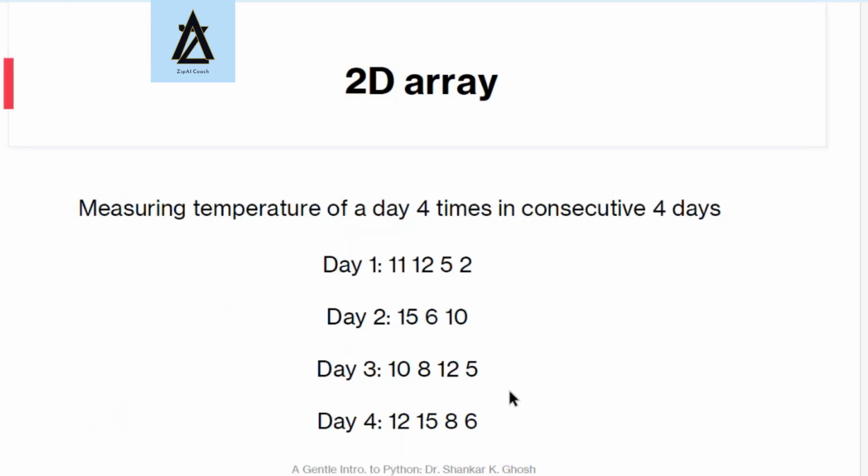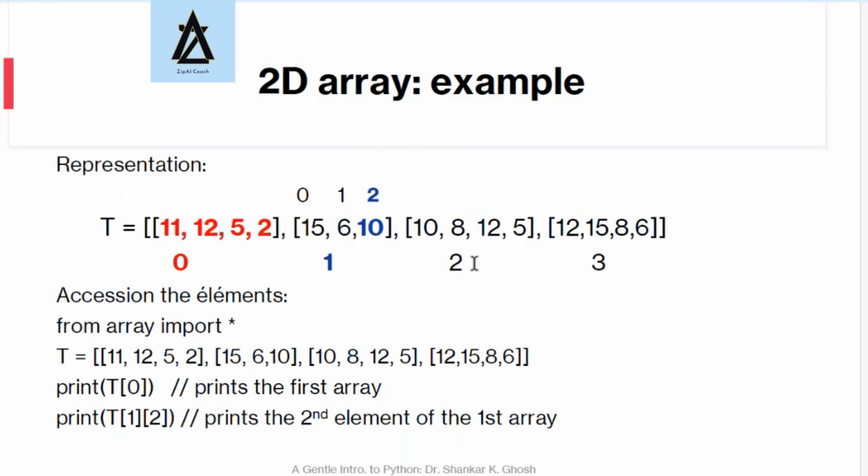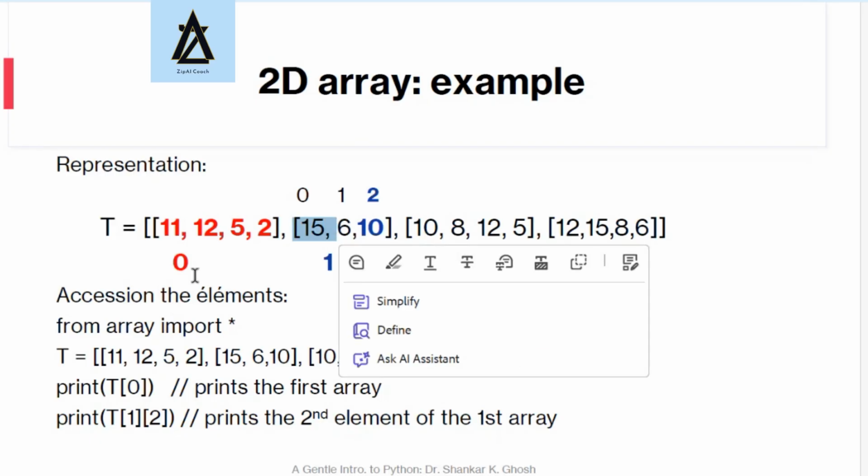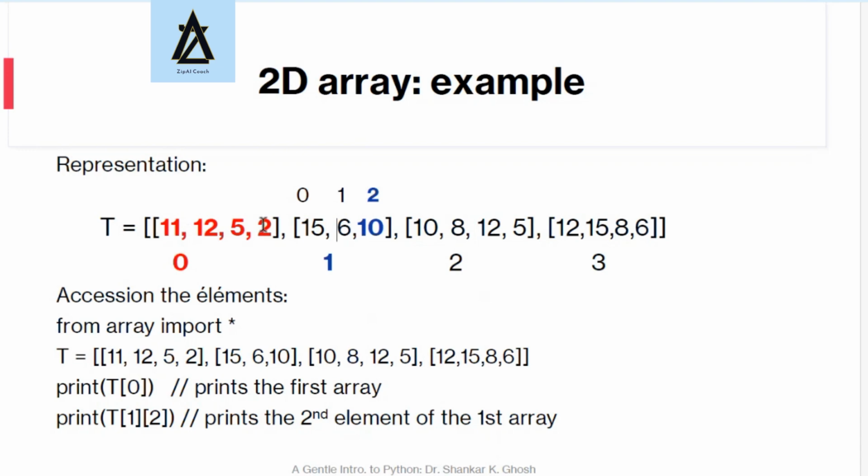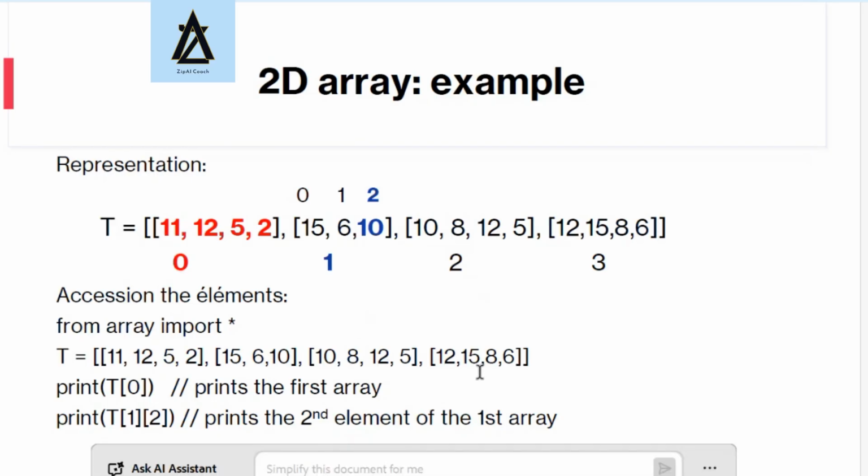So this was all about the 1D array. Now let's talk about the 2D array. A 2D array is nothing but a collection of 1D arrays, so accordingly, you can define it like that. See, this is how a 2D array looks. It is a collection of 1D arrays. This is the 0th array, this is the first array, this is the second array, this is the third. And inside each array, there are multiple elements.